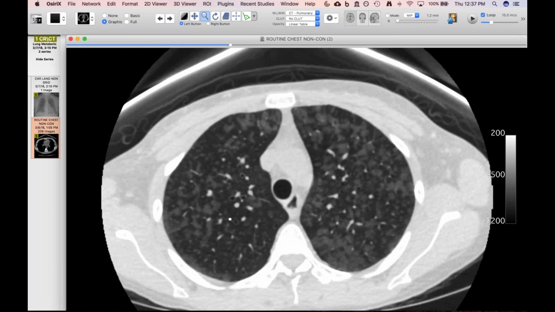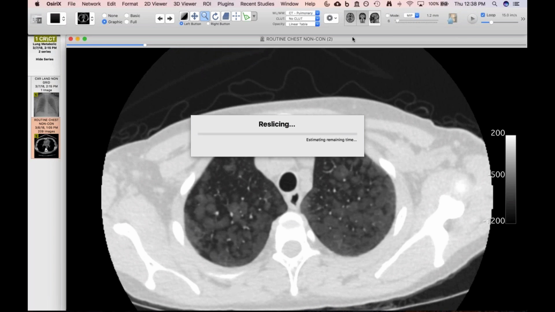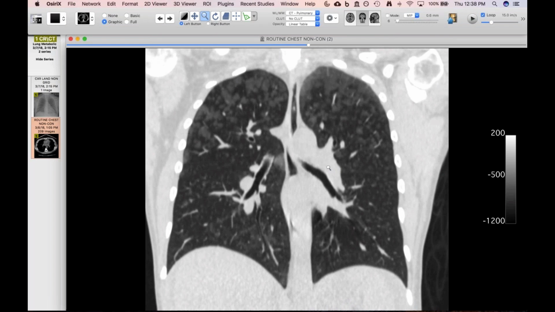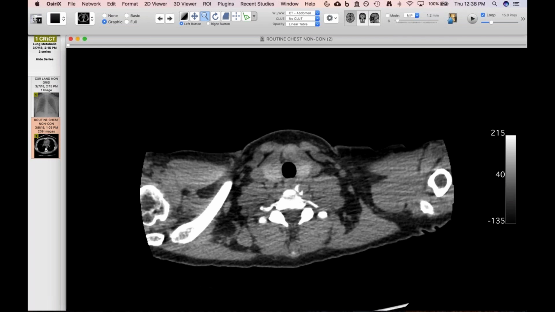But I'm guessing everybody would agree that this looks like a pretty characteristic case of metastatic pulmonary calcification. What sort of attenuation can you get out of those lesions? Well, let's see.